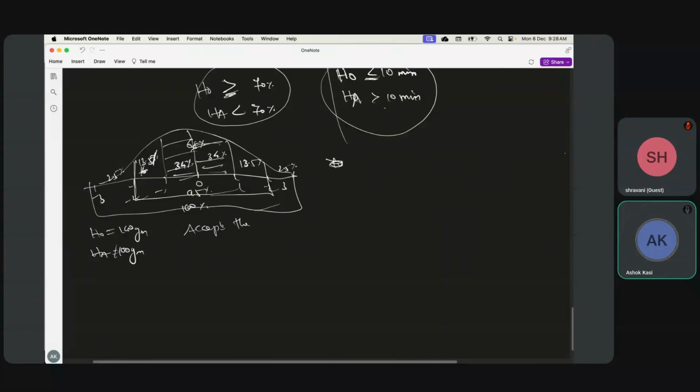After doing the research, you will use this formula: x minus mu divided by standard error, where standard error is equal to standard deviation by root n. Now whatever number you get, if this number falls outside the range.